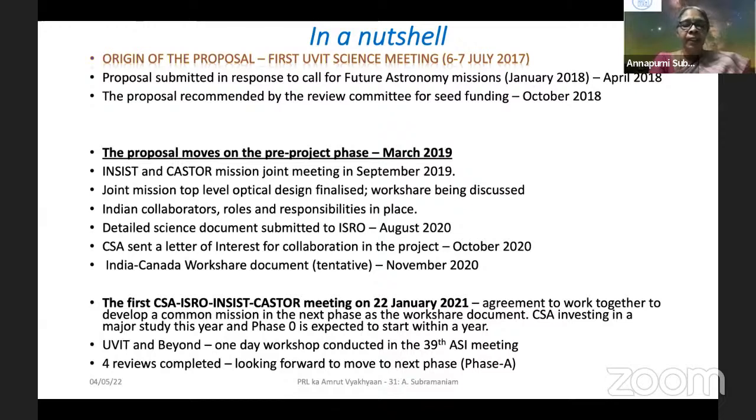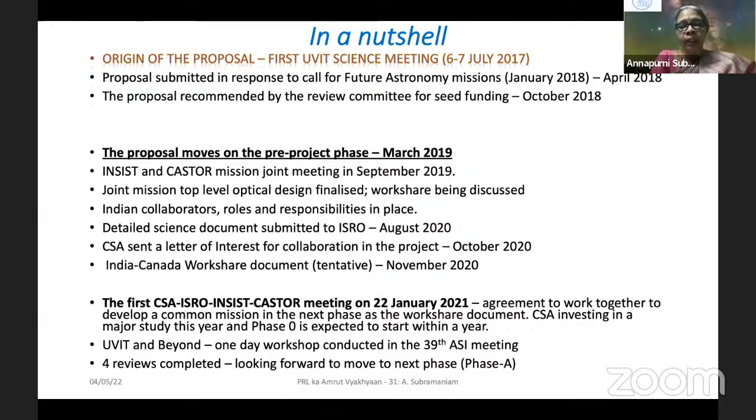The Canadian Space Agency sent a letter of interest for collaboration in the project by October. Then we discussed the detailed work share between India and Canada in November. So a year back, we had the first CSA ISRO INSIST Castor meeting, and we in principle agreed to work towards a joint mission.